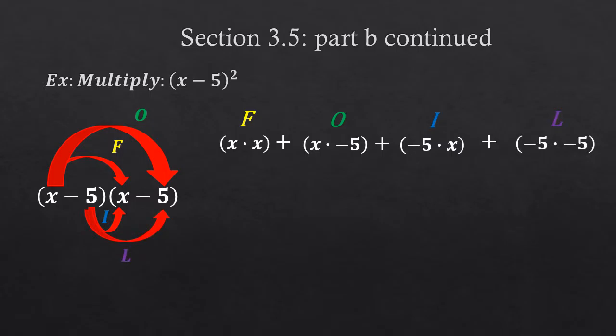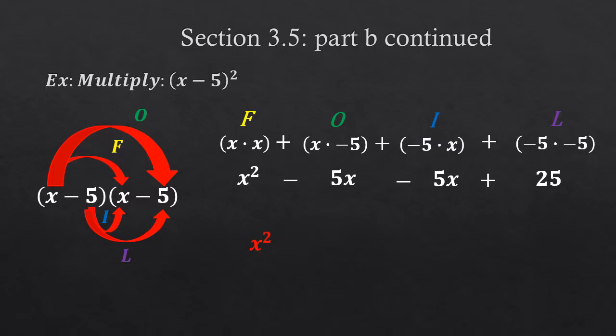Let's apply the multiplication. X times x is x to the second. X times negative 5 is negative 5x. Negative 5 times x is negative 5x. And negative 5 times negative 5 is positive 25. Bring the first term down.